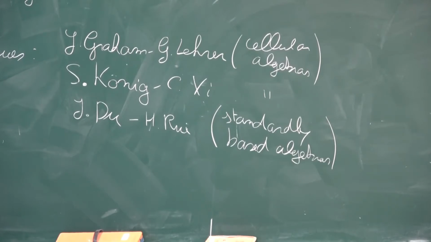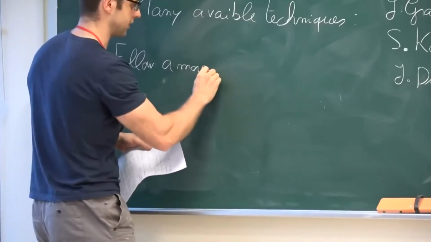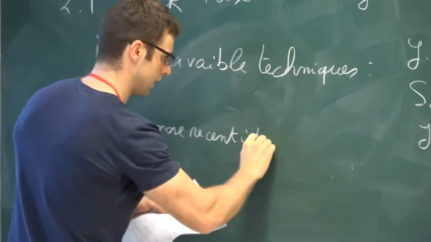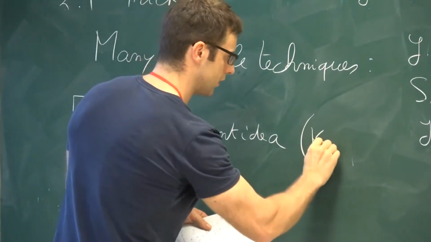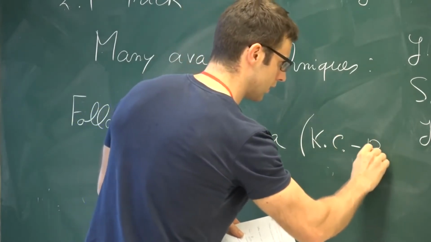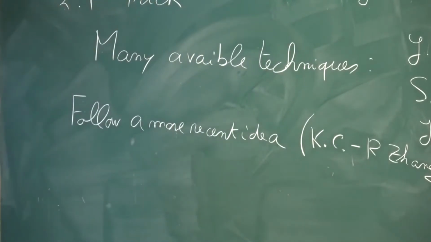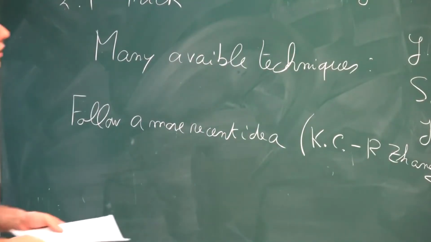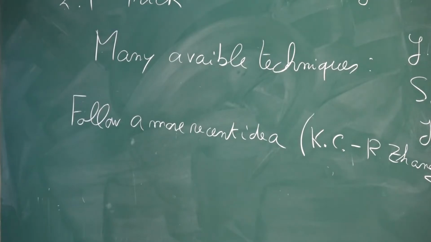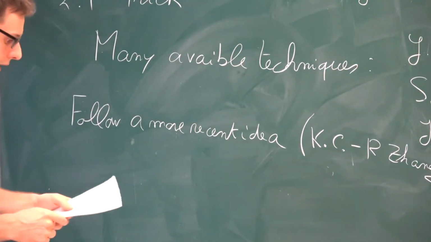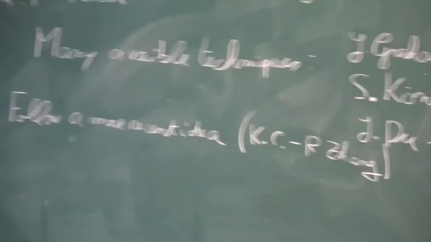I'll follow a more recent, also more specific idea, from a recent preprint in collaboration with Ruibin Zhang, which is to start with a different algebra, which can also be defined using this paraplectic Brauer category. So the definition is as follows.